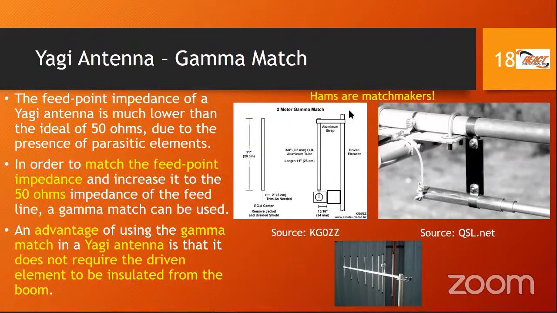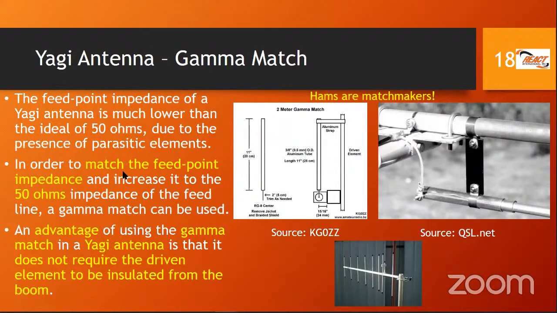This is a diagram as to how it looks for a 2 meter gamma match. And this is just for your information. You don't necessarily need to learn this for the exam, but we like to give a little extra in the course so that you see what it is, make it real. And this is the diagram, if you have to construct one, the dimensions are here for you. And this is what it actually looks like on a real antenna.